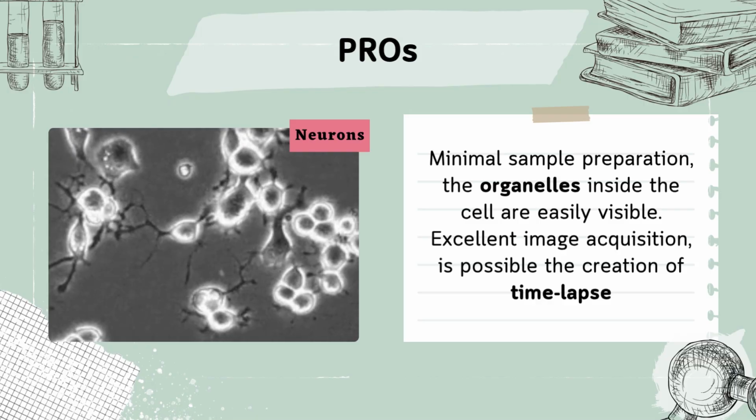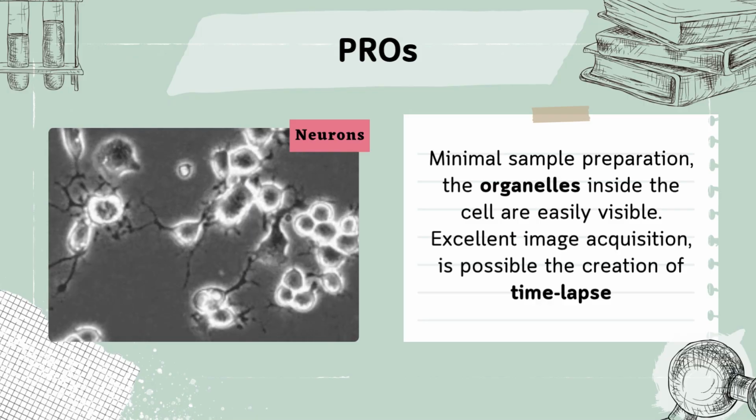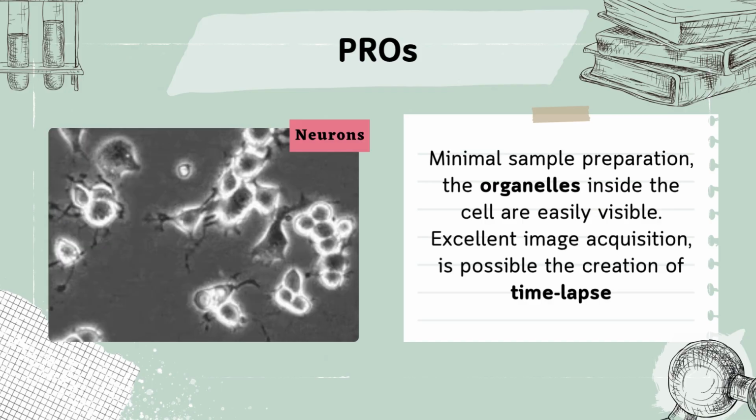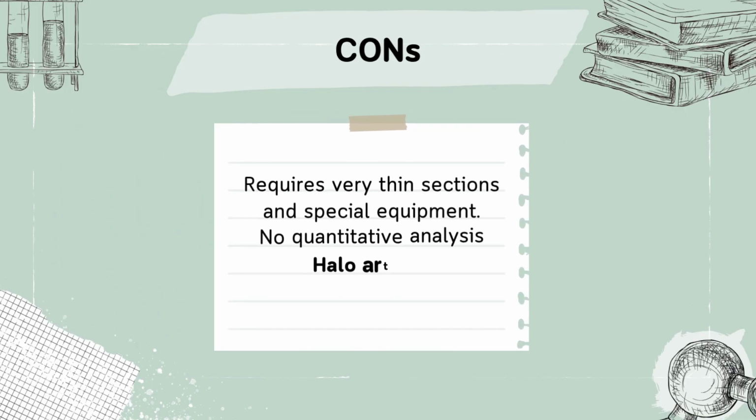It's an excellent technique to obtain images, and we can also create time lapses, as we can see in the video with neurons. Regarding the limitations, as we said before, the first thing is that phase contrast microscopy requires a very thin section. Special equipment is also needed, as we talked about before, and no quantitative analysis is possible.